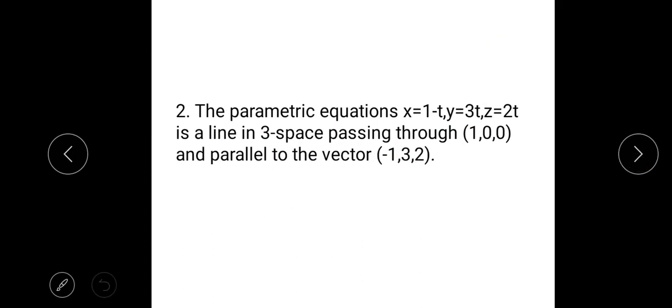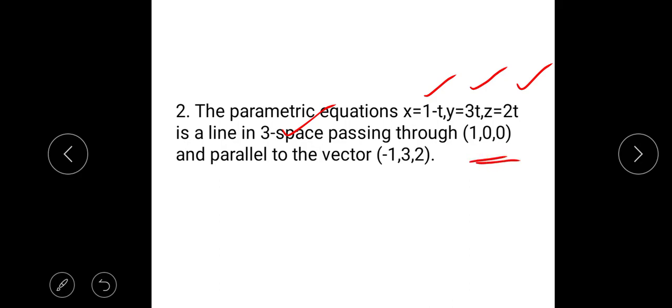Now when we are considering the second example, the parametric equations x is equal to 1 minus t, y is equal to 3t, z is equal to 2t, which is a line. Why is this a line? Each equation is of degree 1. Therefore, surely it represents a straight line. And since there are three components, it is a straight line in 3 space, passing through the point 1, 0, 0.